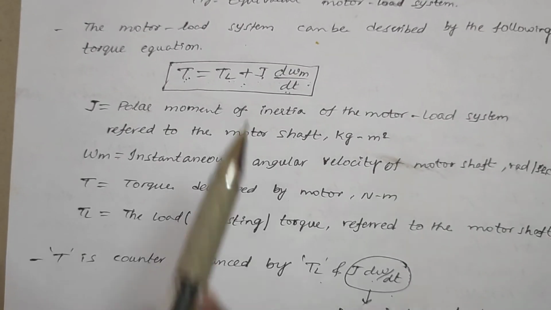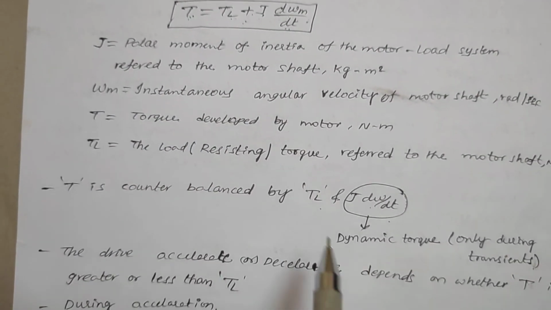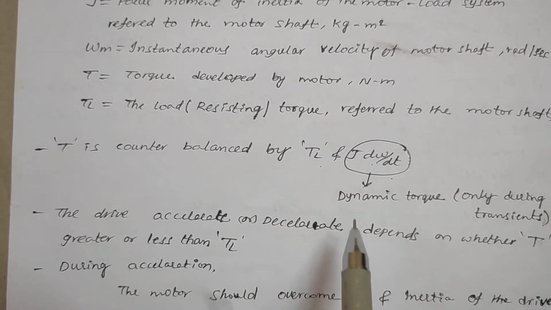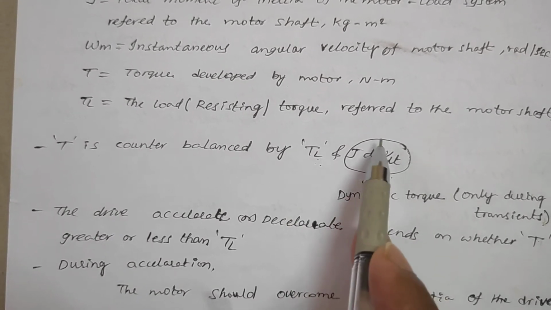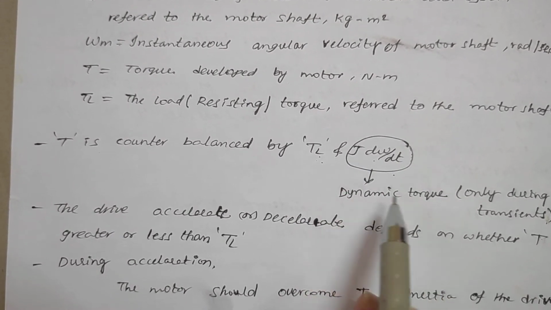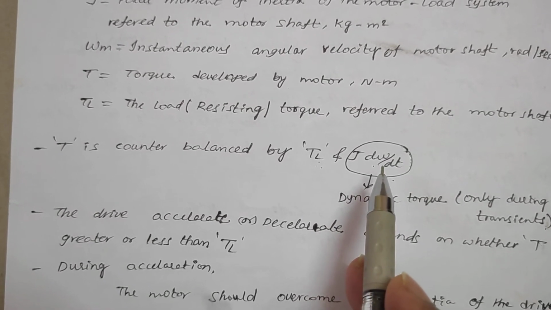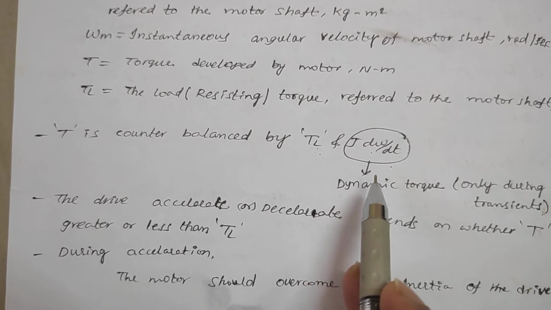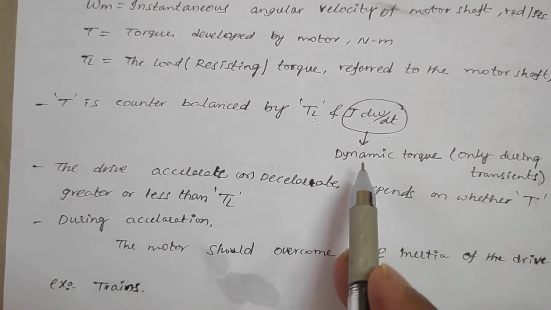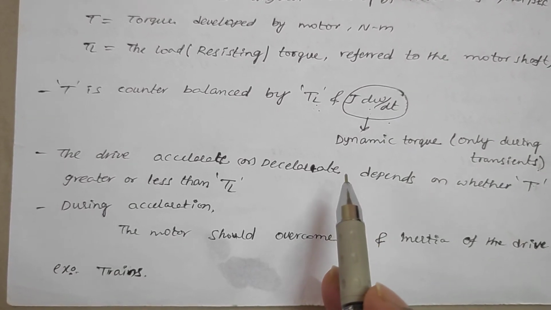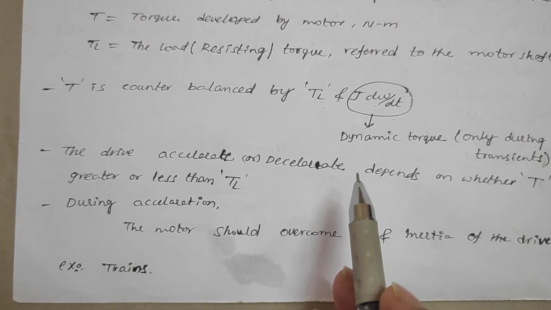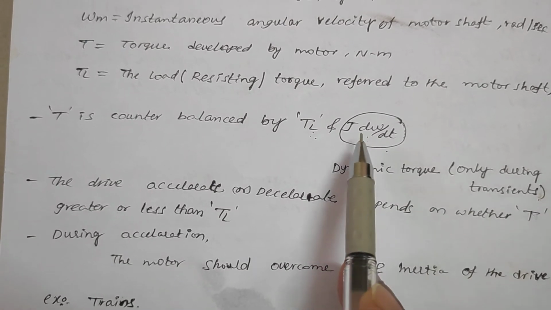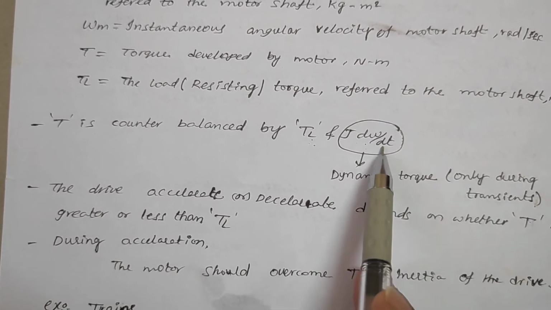because what is the torque equation? T is equal to TL plus J into d omega by dt. That's why your T is counterbalanced by only TL and J into d omega by dt. Here TL is the load torque, and the J into d omega by dt component is called the dynamic torque. This dynamic torque will exist only during the transients. In this motor drive system, the transients are speed reversal, starting, and braking. All these kinds of operations are called transient operation. During those operations only, your inertia component, or J into d omega by dt component, will come.